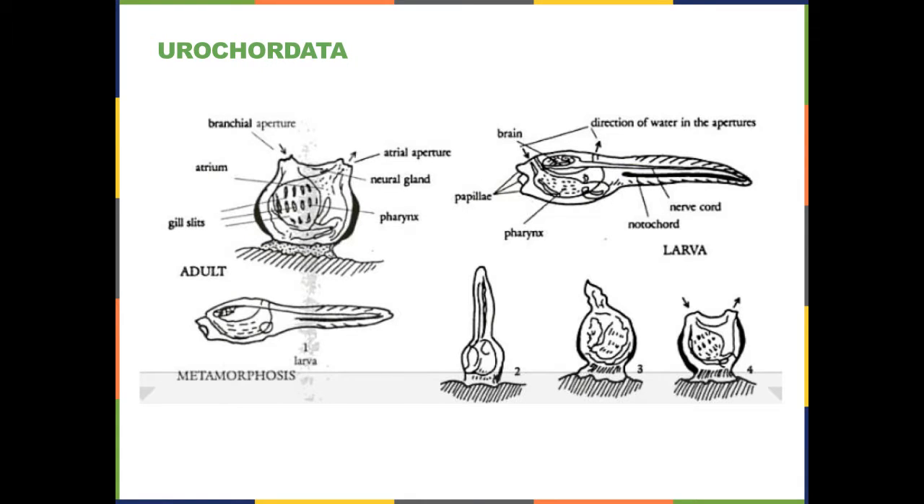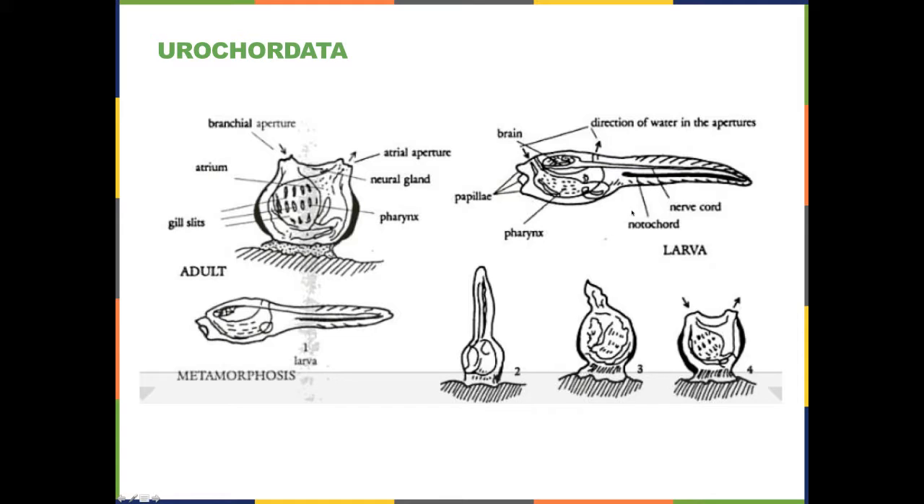This is an example of Urochordata. Urochordata began as a larva. The larva, as you can see, has many of the characteristics that look like what we see in the lancelet. The dorsal nerve cord is here, and the notochord is here. But then it attaches itself to the ground or the bottom of the water body, and over a period of time, as it matures, it loses its notochord.